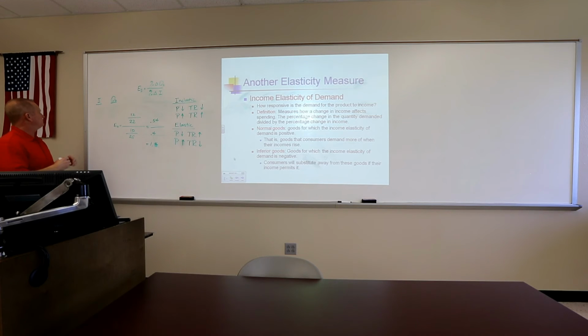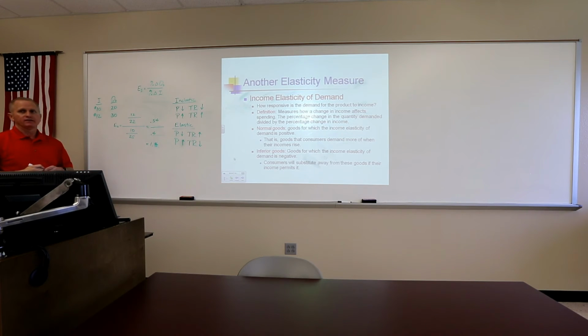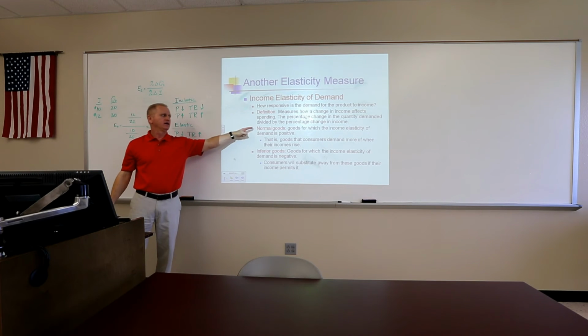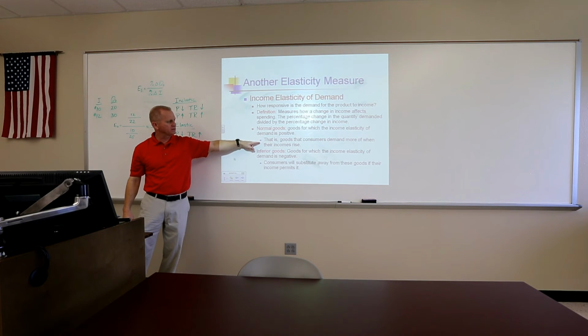So I'll just make something up. Say you make $10 an hour, and you get a raise to $12 an hour, your income. When your income changes, you say, okay, at $10 an hour, I'll demand 20 of them, and at $12 an hour, I'll demand 30. What does that mean? The more you make, the more you spend. That kind of sounds like a normal good. We had that before. Goods for which the income elasticity of demand is positive, that is, goods that consumers demand more of when their incomes rise.